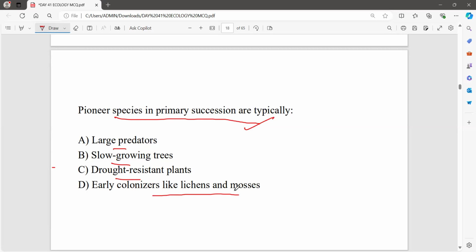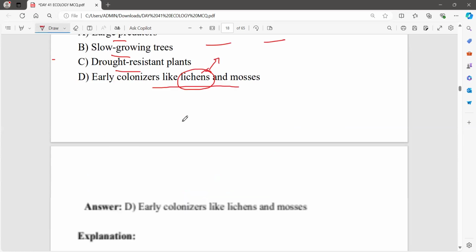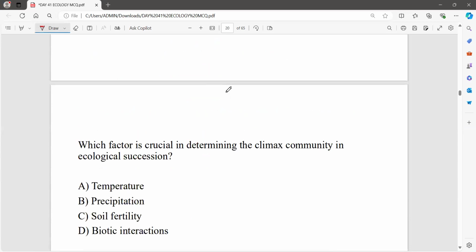Hope you are getting the answer from this question. There is pioneer species. And lichens is an interaction between which two organisms? It is an interaction between which organism and which organism? Lichens means what? Yeah, it is an association between algae and fungi. Okay. So the answer will be option D.